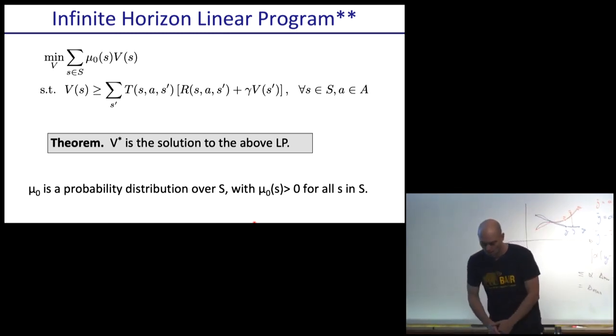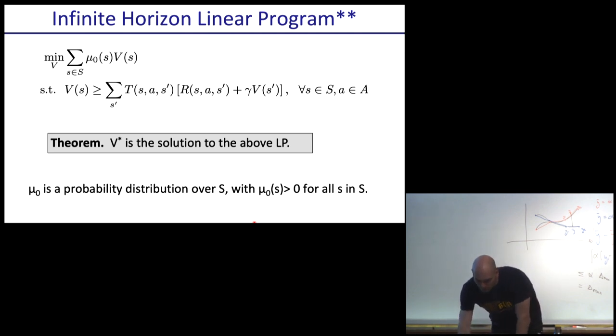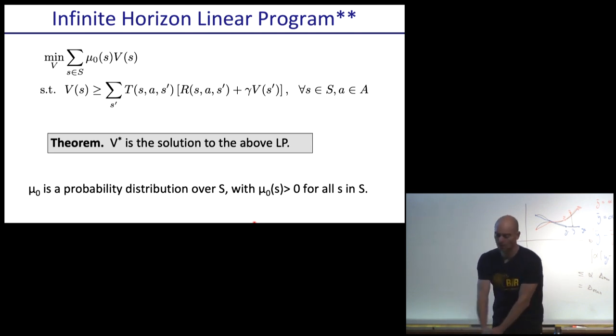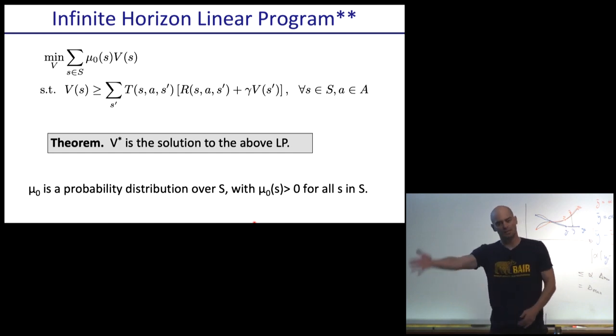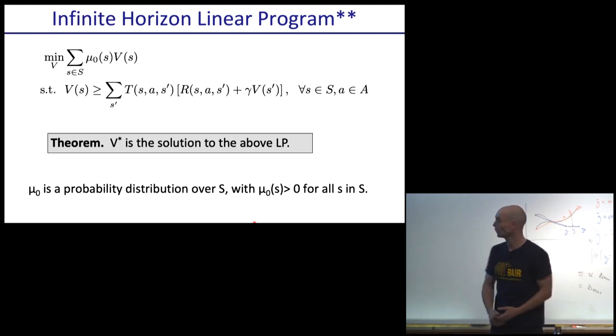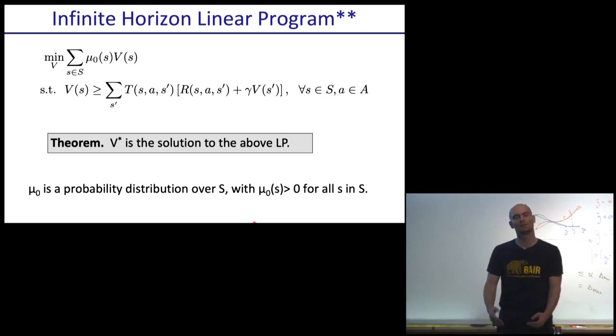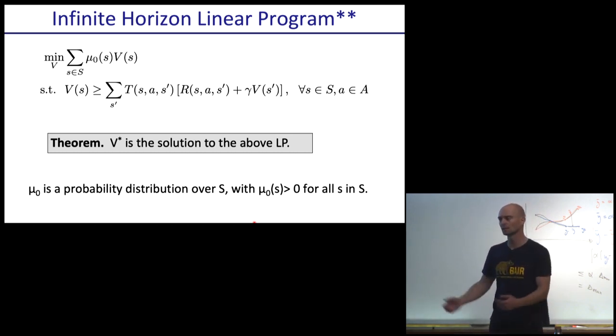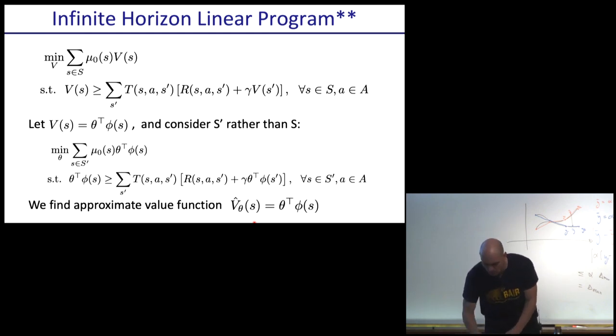Now, what if we do function approximation? What does that mean? We're going to sample states. And we're going to use not V, but some function approximator. We want it to continue to be a linear program. That means our function approximator has to be linear. Otherwise, it's not going to be a linear program. So we're going to have a linear function approximator.